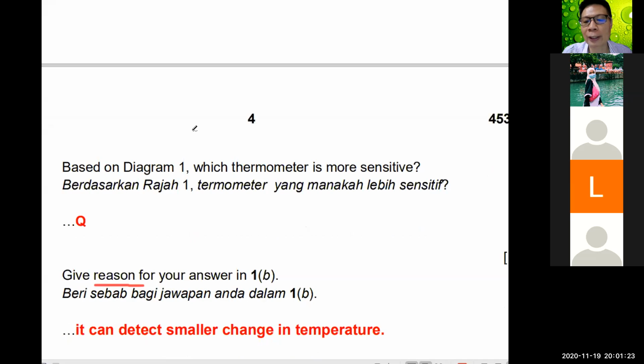So which is more accurate? Okay, more sensitive. The reason is it can detect smaller change in temperature. It can detect up to 0.01.